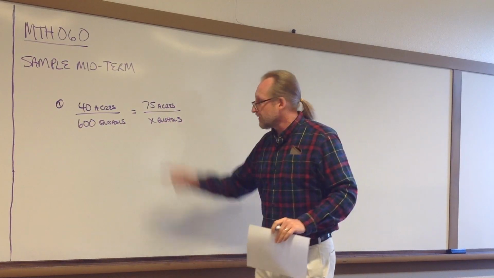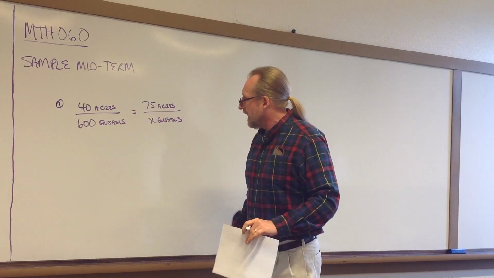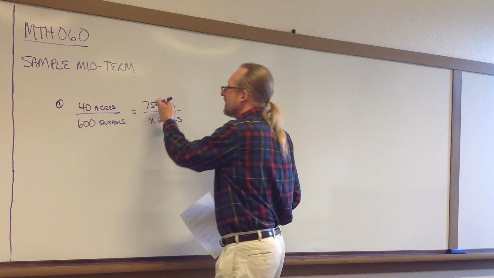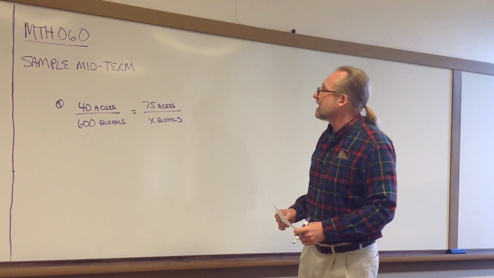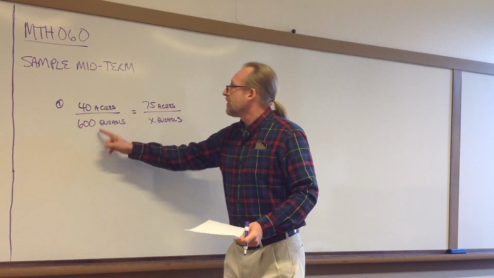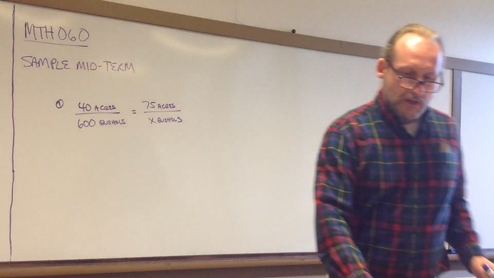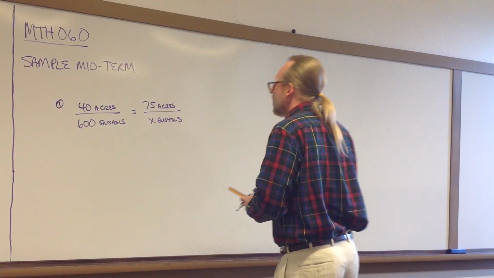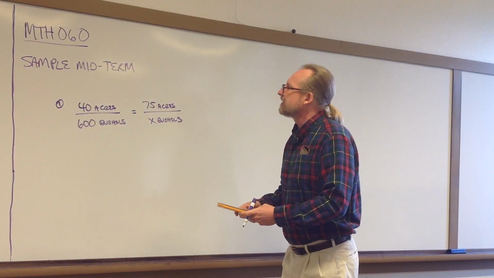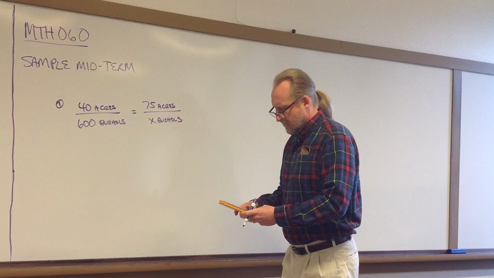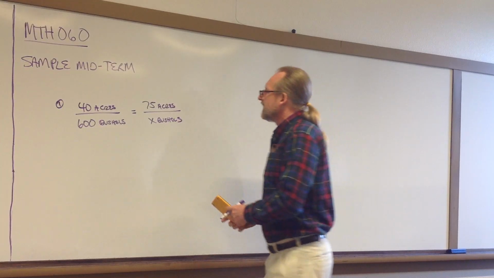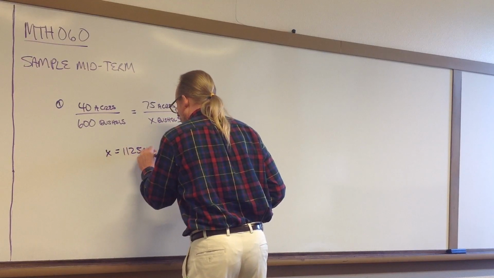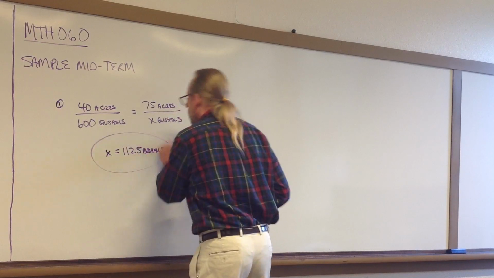And then again, to solve this, we're going to cross multiply. You can do this algebraically by writing 40x equals whatever this is going to be, and then dividing on both sides by 40. Or you can just multiply these two and divide by 40, whatever you prefer. So 75 times 600, and then divide by 40 is 1,125 bushels.